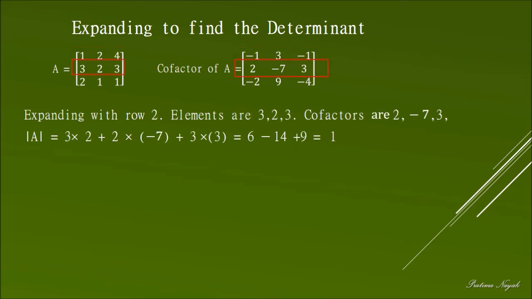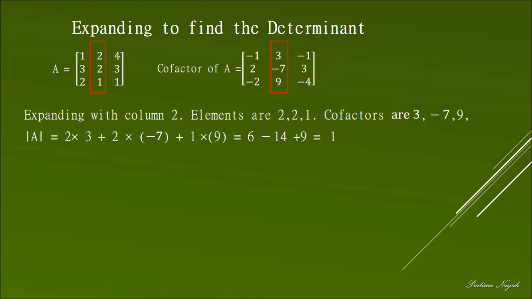When you expand any other row, for example here row 2 we have taken, the elements are 3, 2, 3. Their cofactors are 2, -7, 3. So determinant A is 3 multiplies 2 plus 2 multiplies -7 plus 3 multiplies 3. So 6 minus 14 plus 9. The result is again 1. So next, let us expand with a column.